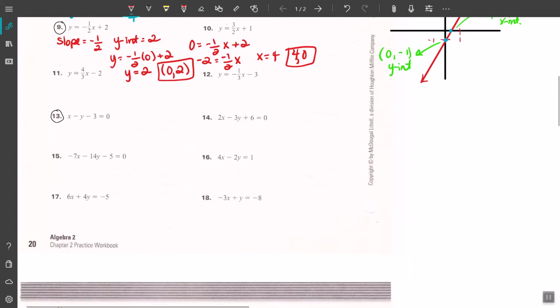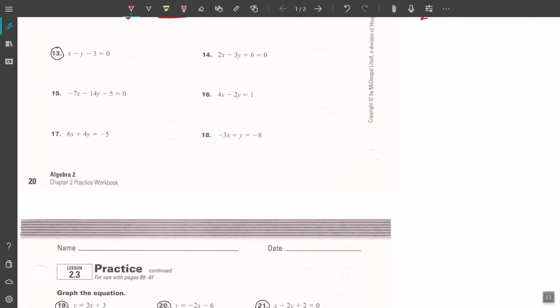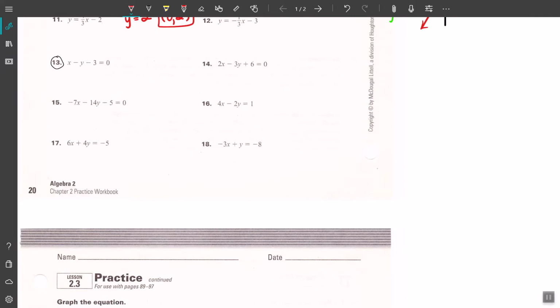Now going down to number 13, it is not in y equals mx plus b form. That's okay. You can put it in y equals mx plus b form, and then you'll quickly be able to see the y-intercept, the b value. Or you can just do it straight from here. And I can say, well, if x is 0, then y is going to be -3. Writing that in coordinate pair form, when x is 0, y is -3.